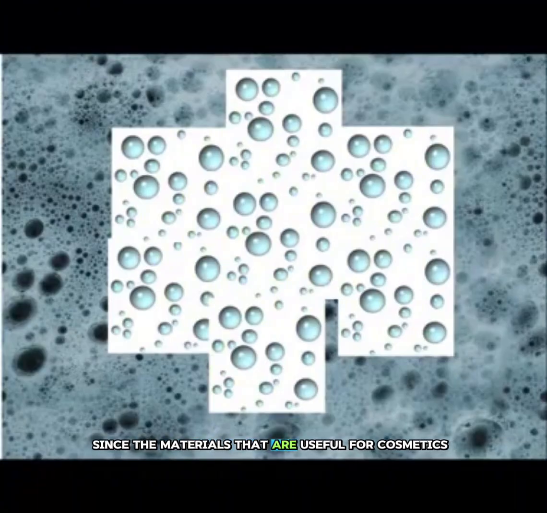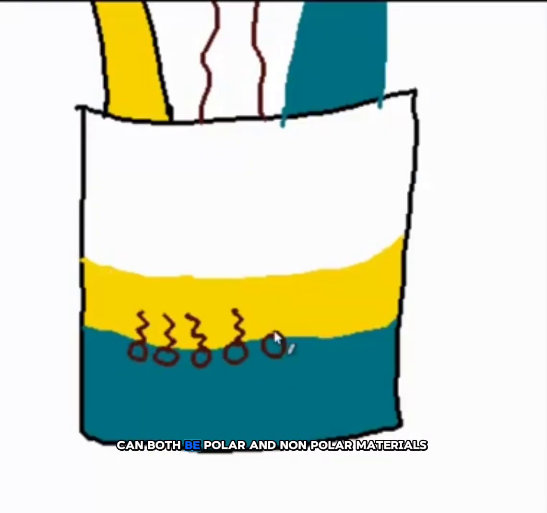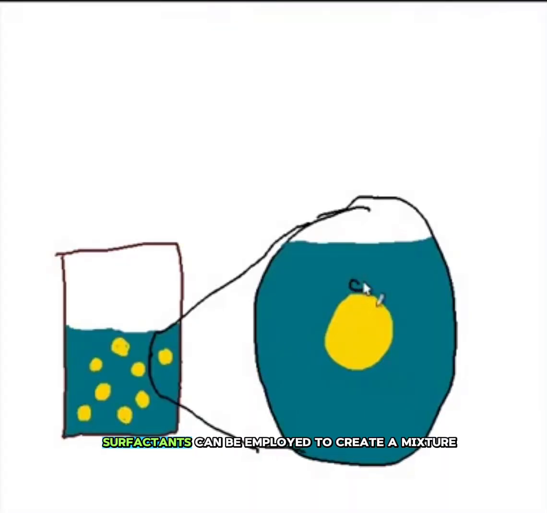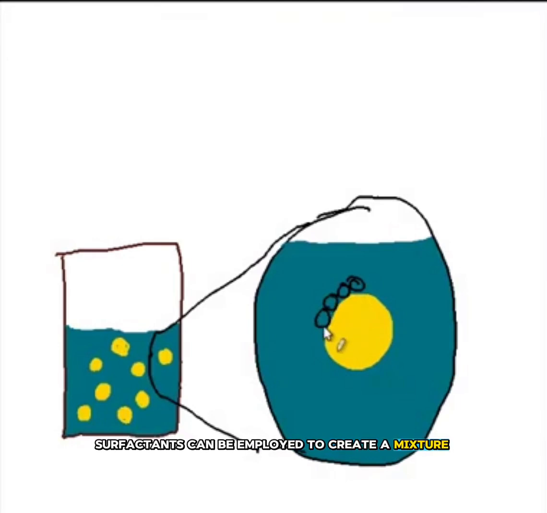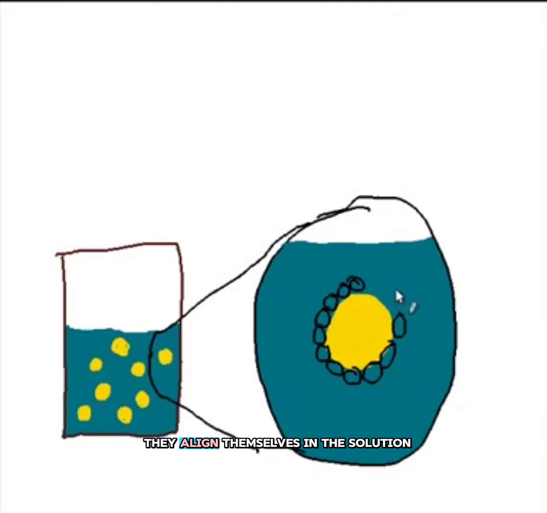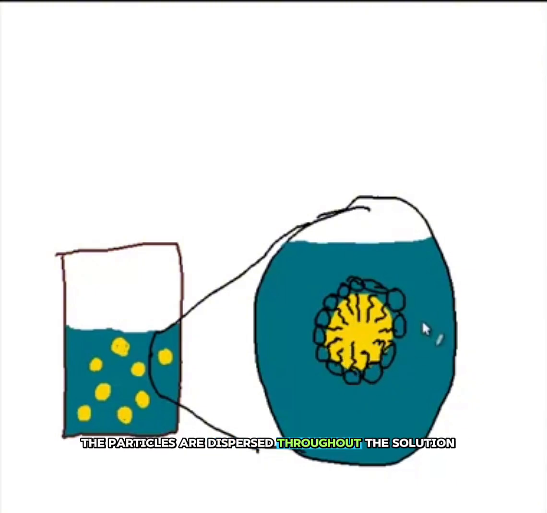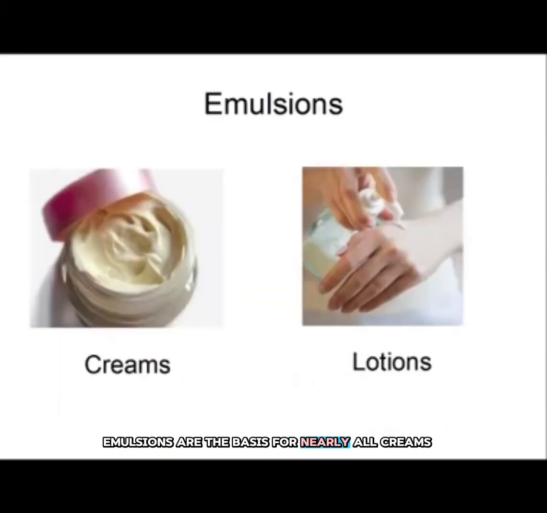Since the materials that are useful for cosmetics can be both polar and non-polar, surfactants can be employed to create a mixture that has both. When surfactants are blended into these mixtures, they align themselves in the solution to create small particles called micelles. Upon mixing, the particles are dispersed throughout the solution, creating an emulsion. Emulsions are the basis for nearly all creams and lotions.